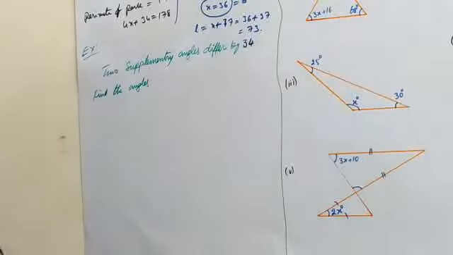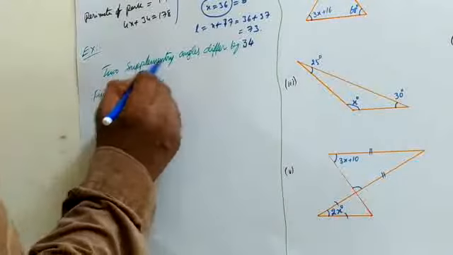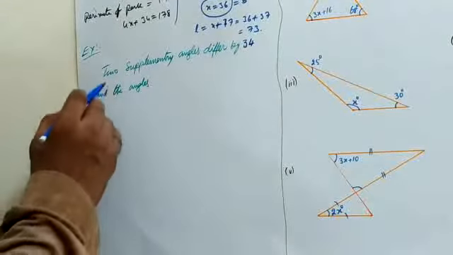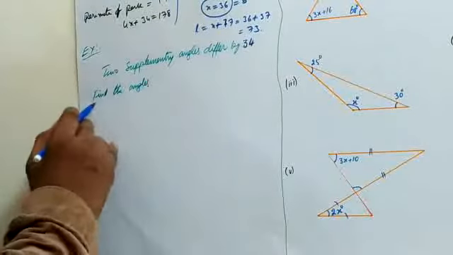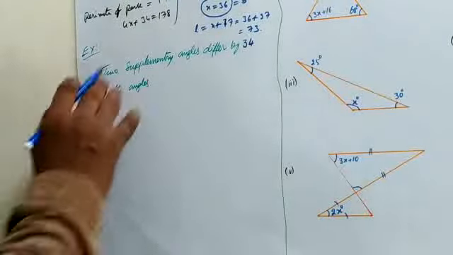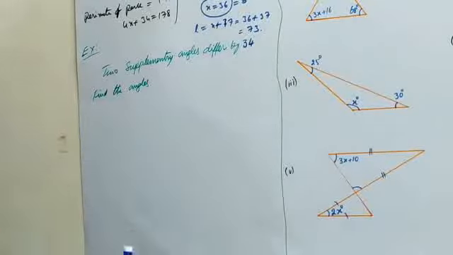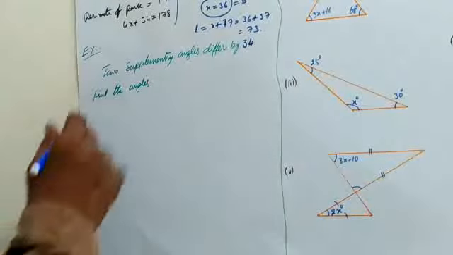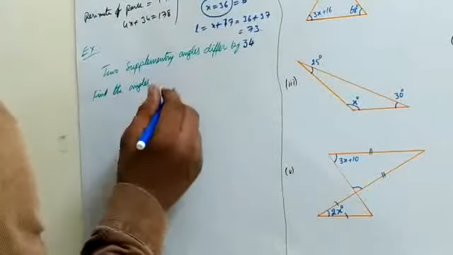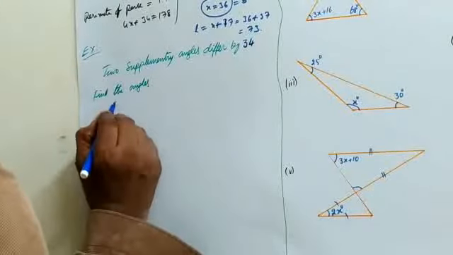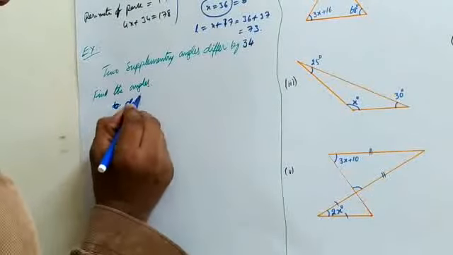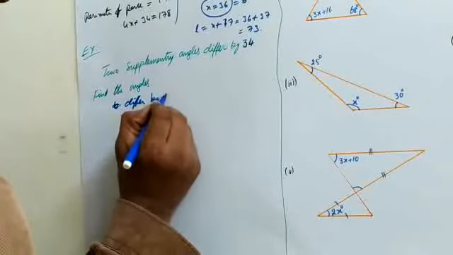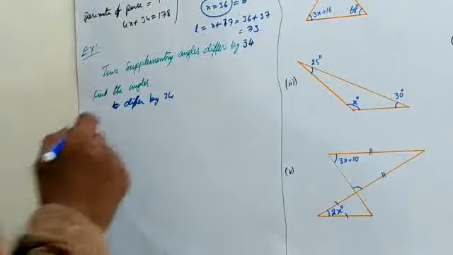See example third. Two supplementary angles differ by 34. Find the angles. What is supplementary? The sum of two angles is equal to 180. Here they differ by 34.